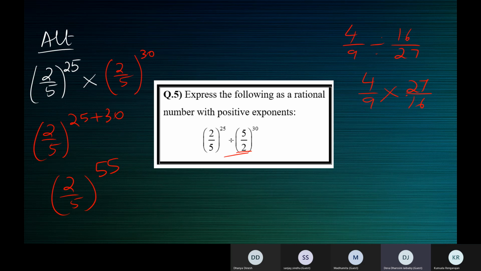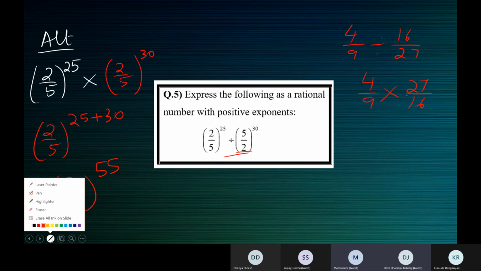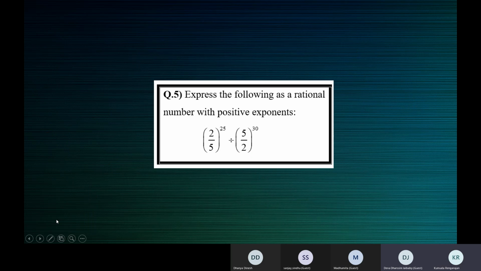Correct, children? Yes, ma'am. Ma'am, there's also another method. Now tell me. Ma'am, first we can add: 2 by 5 to the power 25 plus 5 divided by 5 by 2 to the power 30. And then it becomes 2 by 5 to the power 30 minus 5 by 2 to the power 30. You're adding 5 to the power, is it 25? Yes, ma'am, 25 plus 5. Can you do that? Ma'am, but the answer is the same.